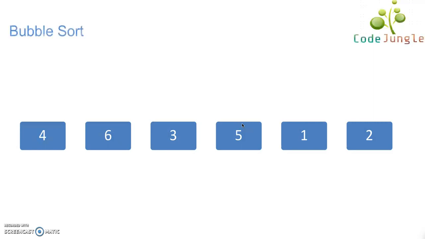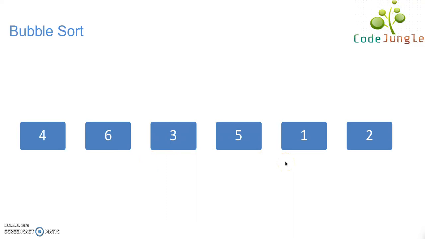Given here is the array, and here our first job is to step through this array and traverse through it for n minus 1 times, where n is the total number of elements. So here in total we have 5 iterations because the total number of elements which we have is 6.